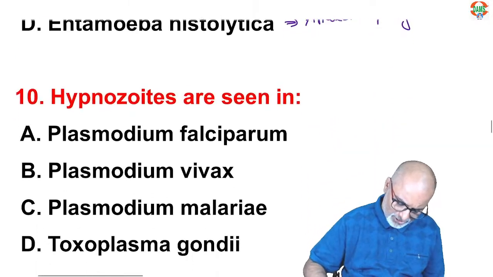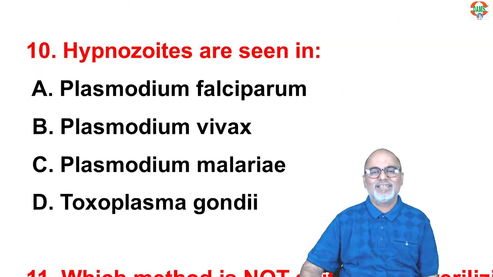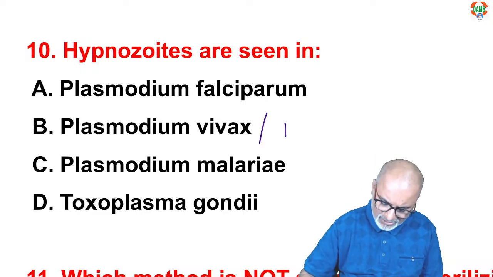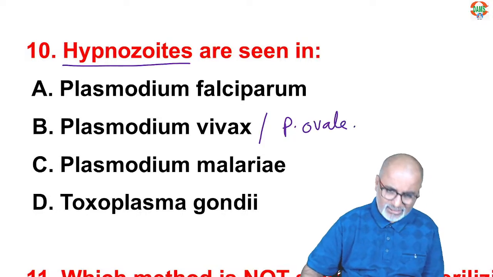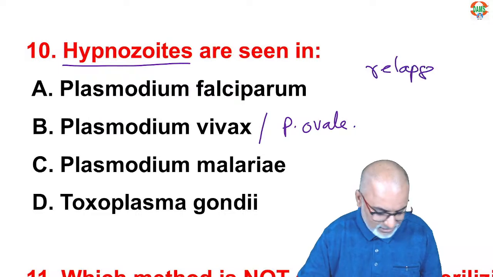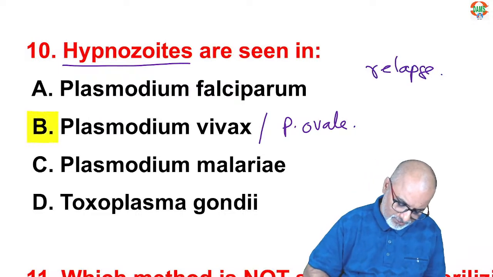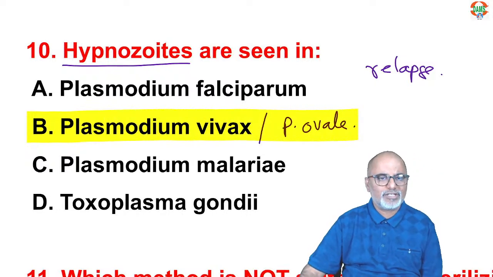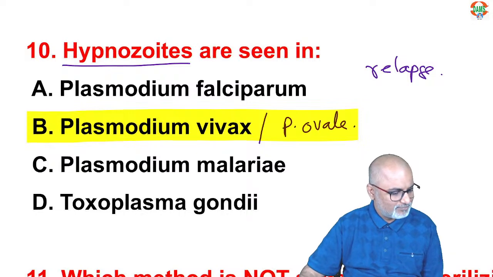And hypnozoites are seen in another MCQ from malaria. Hypnozoites are seen in two species, Plasmodium vivax and Plasmodium ovale. Because of hypnozoites, they cause relapse. Relapse is due to hypnozoites. Vivax and ovale.